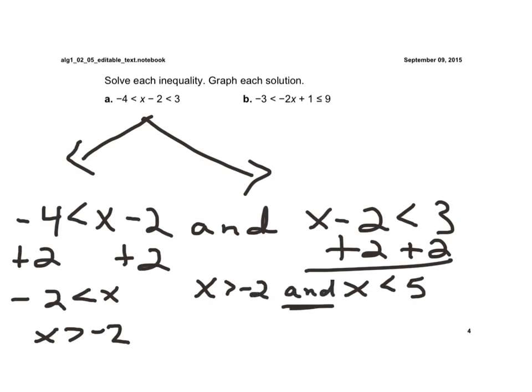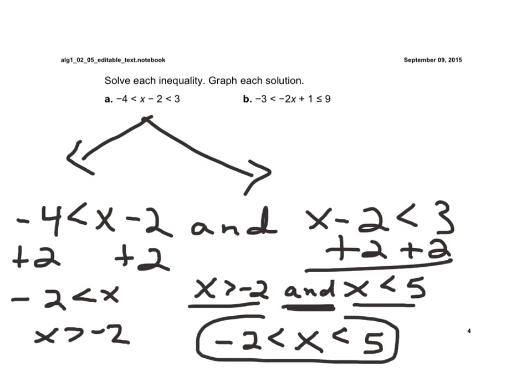But again, because it's the word "and," we like to always try to rewrite it without the word "and" and just show that x lies between these two numbers. So then x is greater than negative 2. Notice how the big mouth is going to open towards the x, because it does here. And then it's less than 5. And again, the big mouth is open towards the 5. So then this would be our final answer.